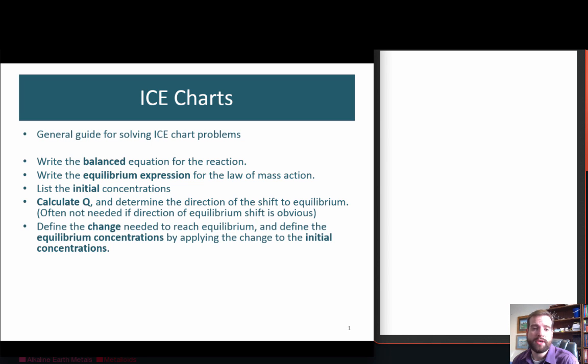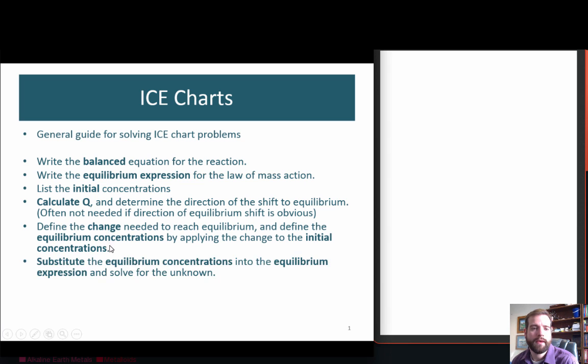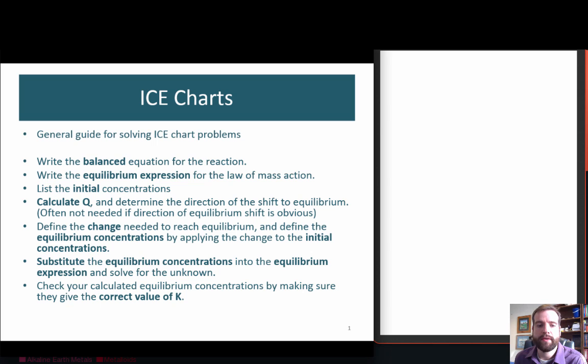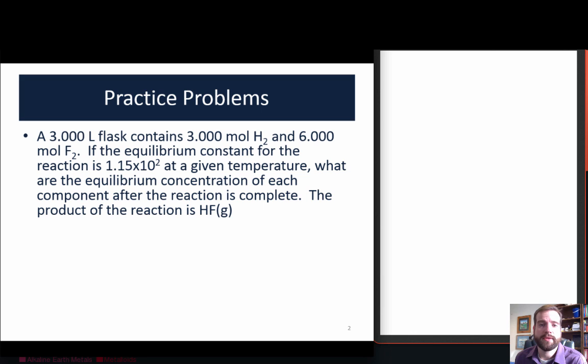Then you can define the change needed to reach the equilibrium. Again, this depends on the stoichiometry of the chemical reaction. And then we can define the equilibrium concentrations by using where we started and the change that occurred. We can substitute those equilibrium concentrations into the equilibrium constant K and then solve for the unknown. Often you'll have to use the quadratic formula, but sometimes it's helpful to try to solve problems without using the quadratic if you can. Then you can check your final results by plugging your equilibrium concentrations back into the equilibrium expression to see if the K value matches. So this is a set of rules that will sometimes help us solve some problems.